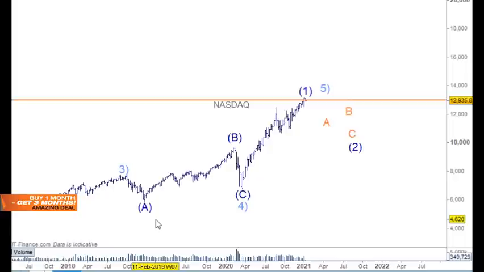In the flat family of corrections, there are 3: the regular flat, the expanded flat, and the running flat. So when we look at wave 3 here and wave 4 over here, there's really nice length in this, isn't there, for us to call this a wave 5 top in here. So we just always need to be mindful of that.